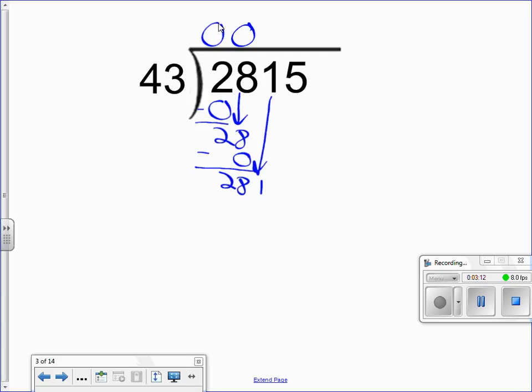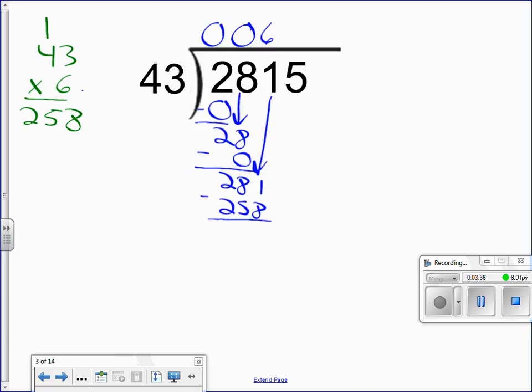I'm going to go ahead and try 43 times 6. I'm going to give it a try. 6 times 3 equals 18. 6 times 4 is 24. Plus 1, I have 258. All right, let's take a look. Can I get any closer? I don't think I can get any closer. So I'm going to go ahead and put a 6 up here. 43 times 6, just like I said here, equals 258.